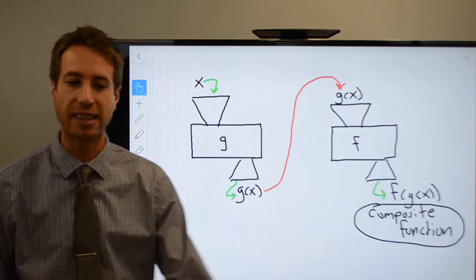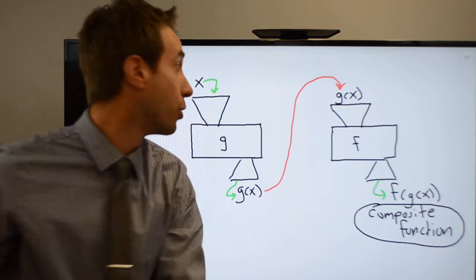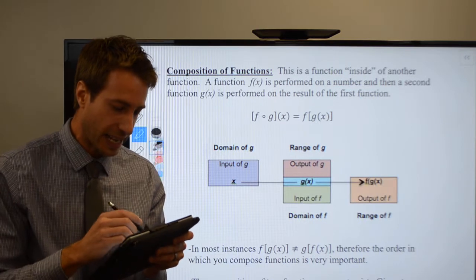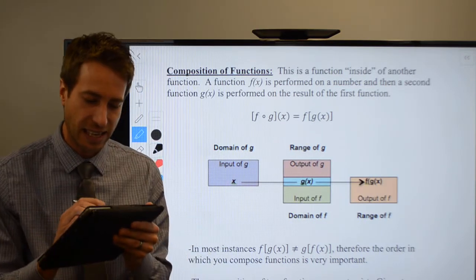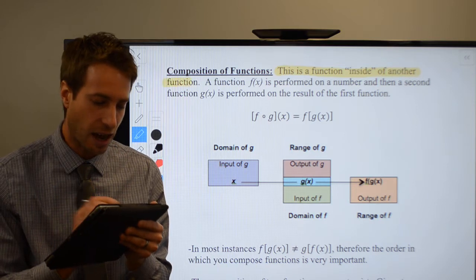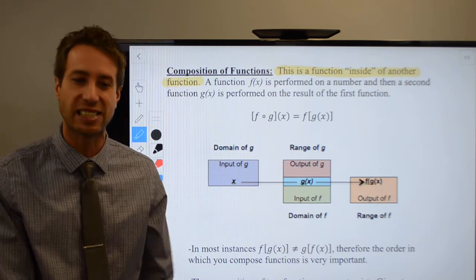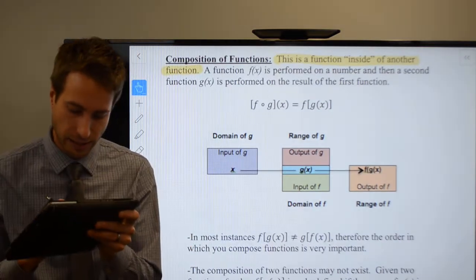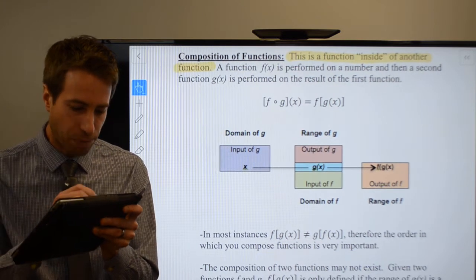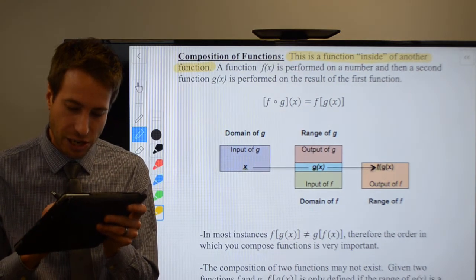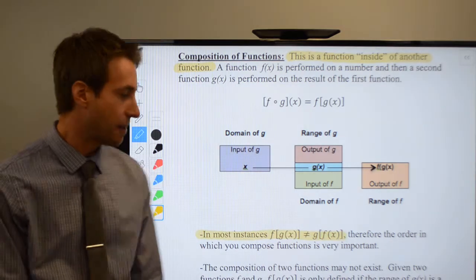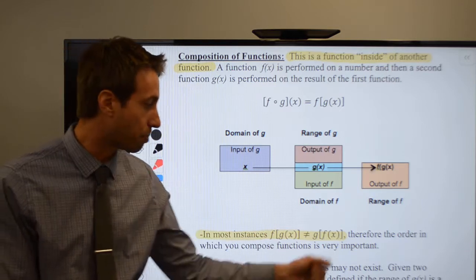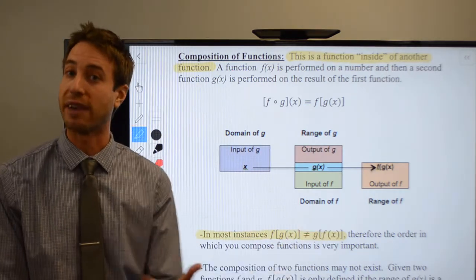So let me slide back up and highlight a couple of things to look for as we go through this section. A quick way of thinking of this is a function inside of another function. In most cases, this property of composite functions is not commutative. What that means is that putting g of x inside of f of x is not equal to putting f of x inside of g of x. They're actually going to be different.